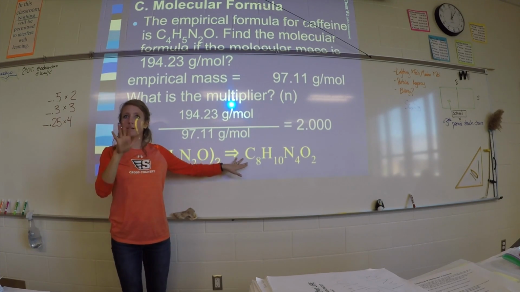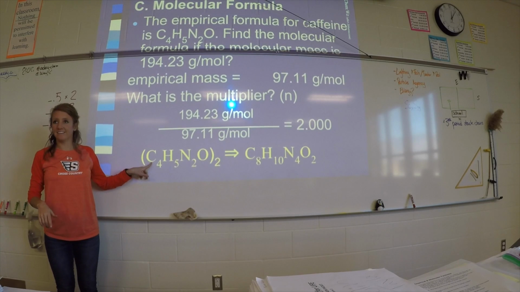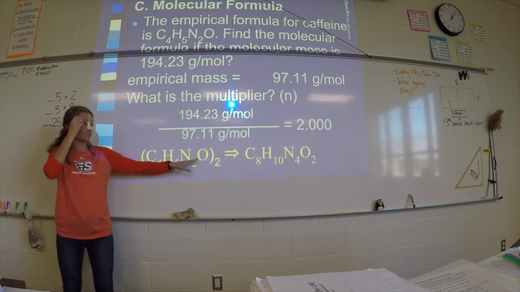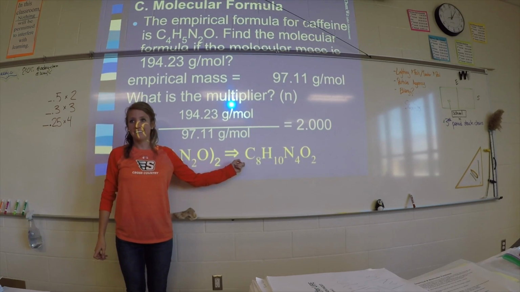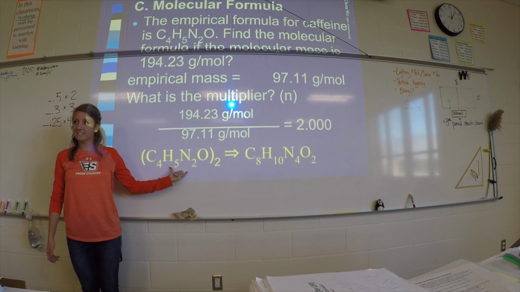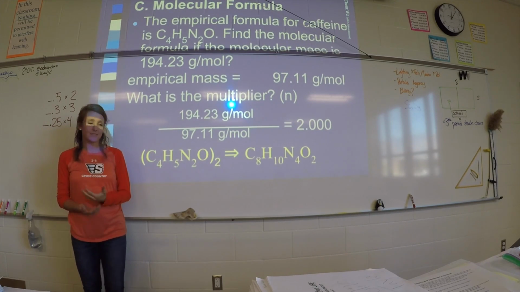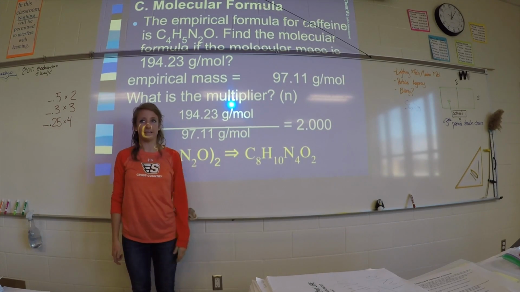Okay, everyone look up here really quick. Is this caffeine? No. C4H5N2O, that's not caffeine. This is caffeine. The empirical formula is not what it is, it's just the ratio. This is actually what caffeine is.